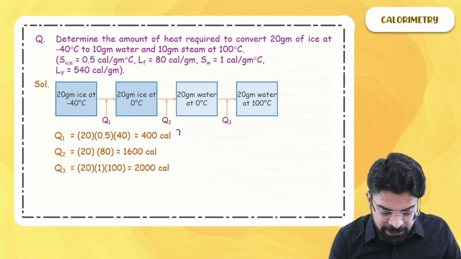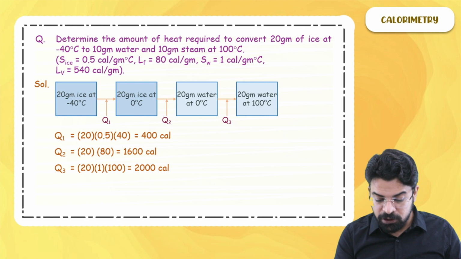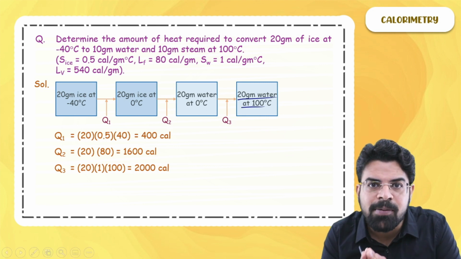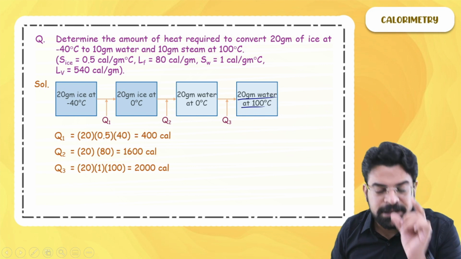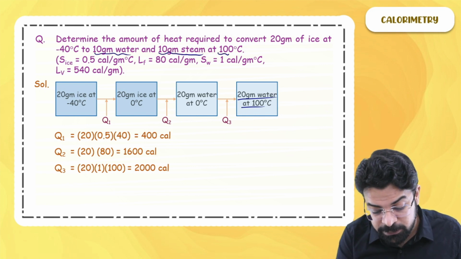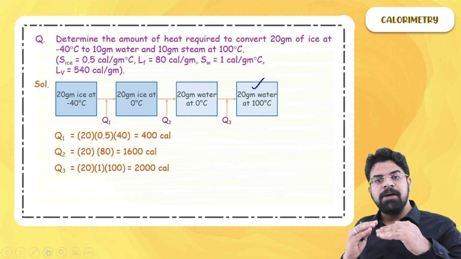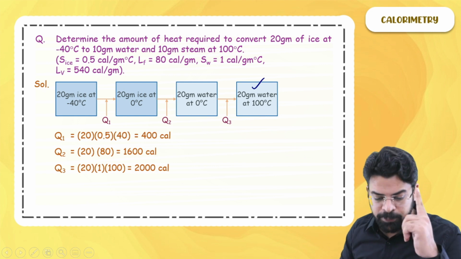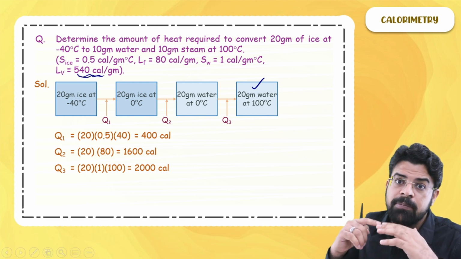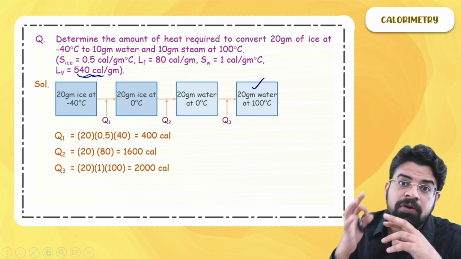Now after providing this much heat, 400 plus 1600 plus 2000, you have got 20 gram of water at 100. But you do not want 20 gram of water at 100. Our final state has to be 10 gram of water and 10 gram of steam at 100. So out of this 20 gram of water, you wish to evaporate 10 gram. To evaporate 1 gram, you have to give 540 calorie. So as to evaporate 10 gram, you will have to give 540 into 10, that is 5400 calorie.